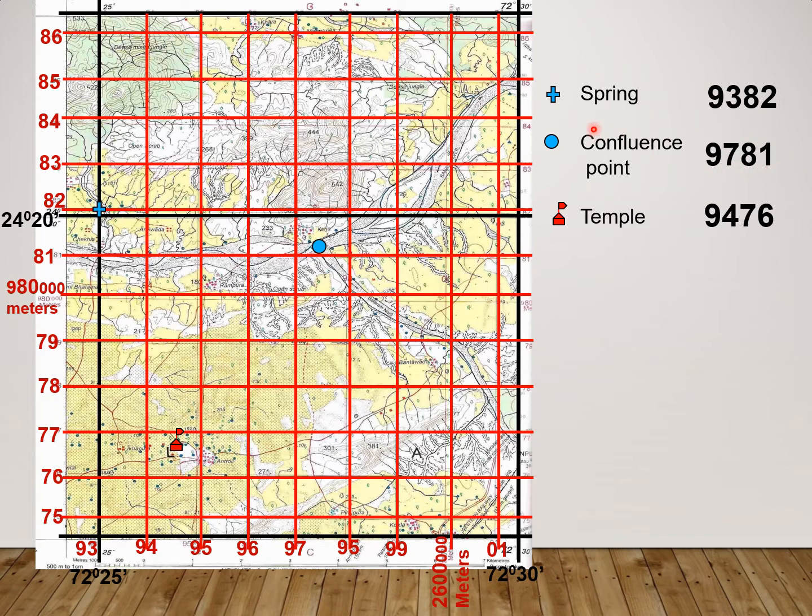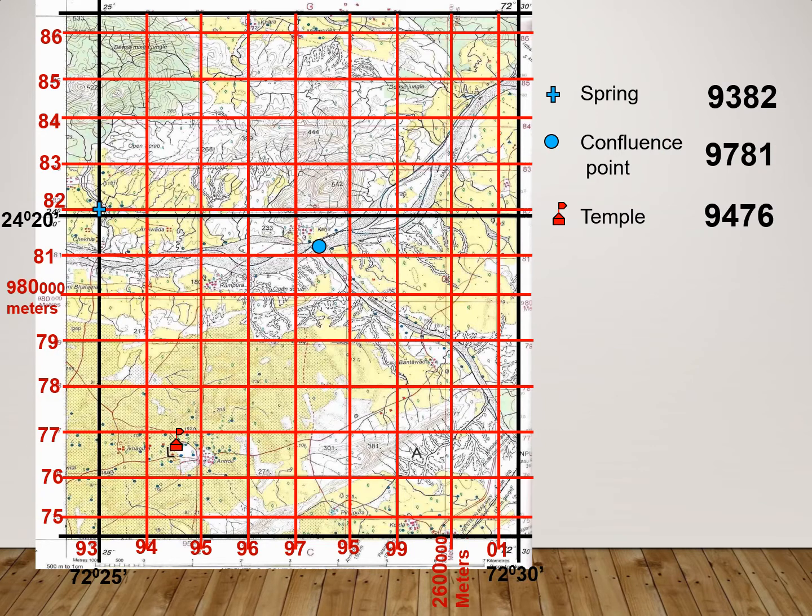Now for the spring, where is it located? It is located here. So which line has it passed, or on which line is it now? Exactly, it is on the same line. So it is 93. And which horizontal line or which northing is it passing, or is it exactly on that particular line in this case? So it is 82. So the spring is located at 93, 82. So this is the way we will be mentioning or writing the 4-figure grid reference.